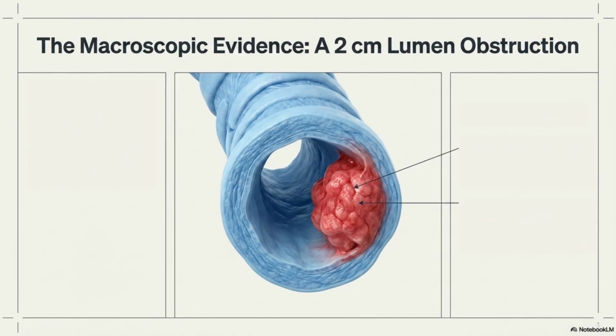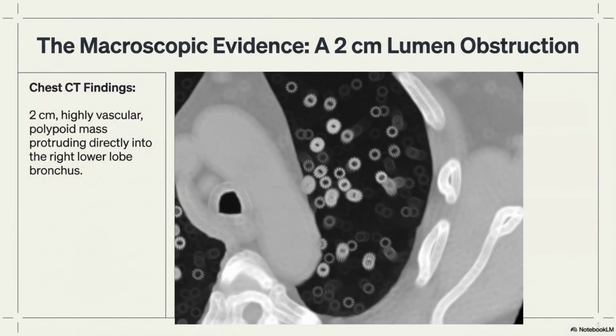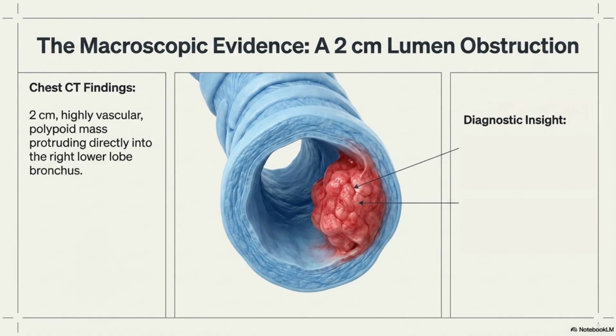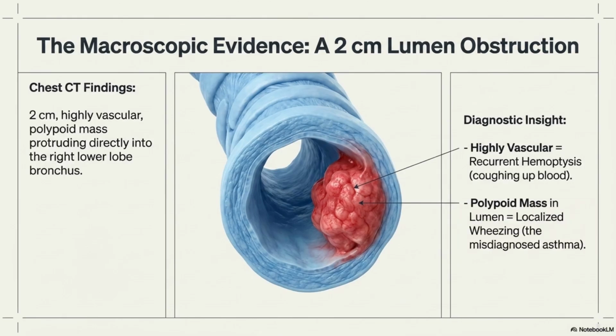Let's look at the macroscopic evidence. A chest CT reveals a 2 cm highly vascular polypoid mass that is protruding directly into the right lower lobe bronchus. Let's break down this diagnostic insight. The tumor is highly vascular, which perfectly explains her recurrent hemoptysis, or coughing up blood. And because it is a polypoid mass sitting directly in the lumen, it causes that localized wheezing that was originally misdiagnosed as asthma.